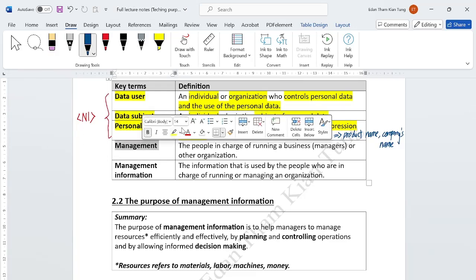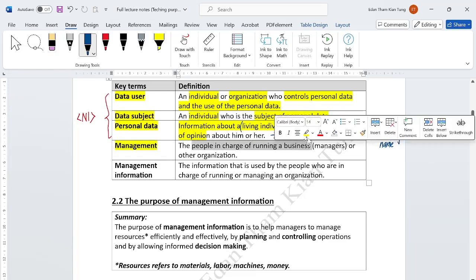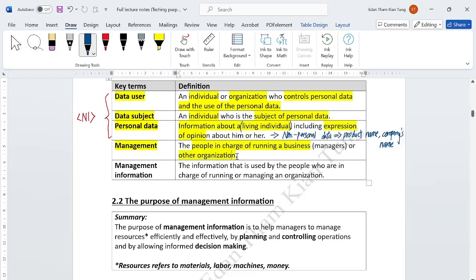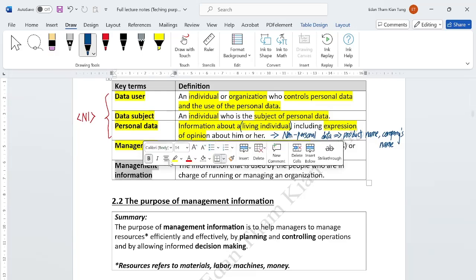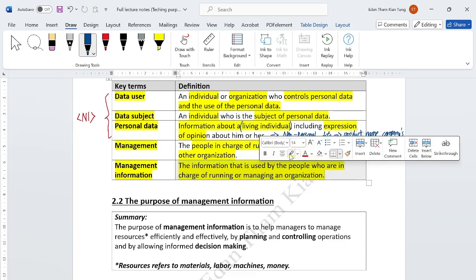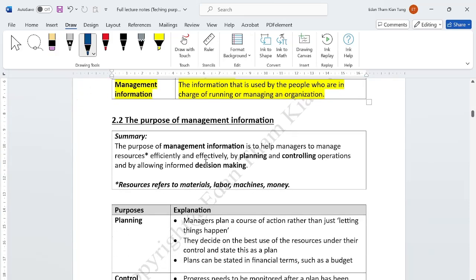Okay, next, management. What is management? Management is the people who are in charge of running a business or other organization. Basically just the people who run a business organization. Then what is management information? In simple words, it is basically the information that is used by people who are in charge of running or managing an organization. Simple? Can understand? These are just simple theory, since we are still in chapter 1, 2 only. So far so good.